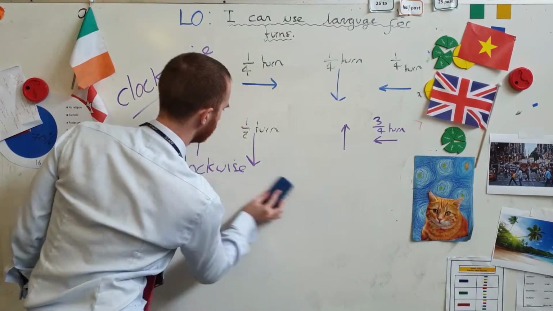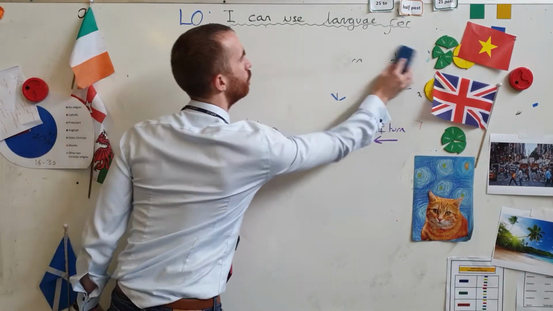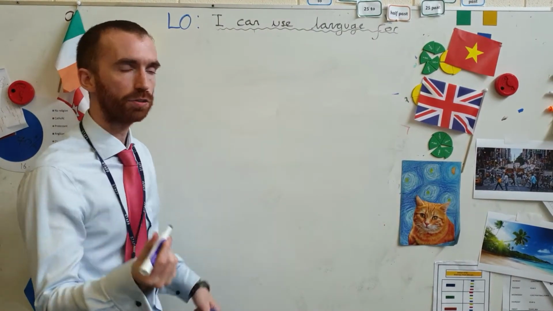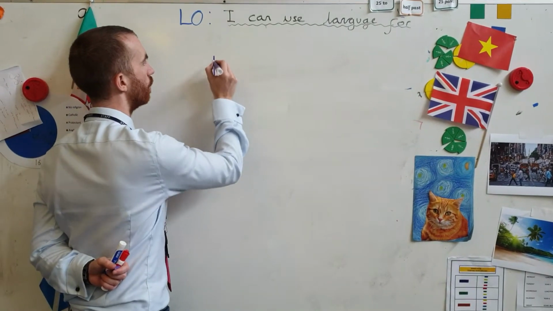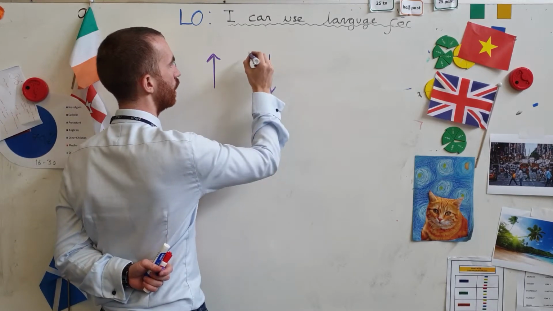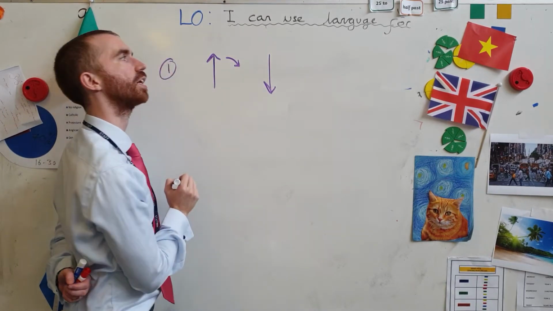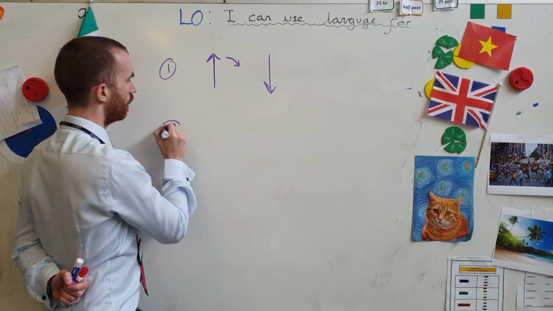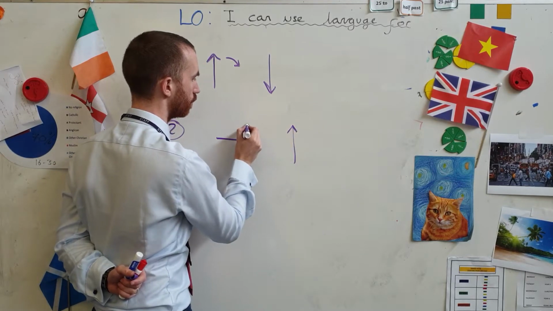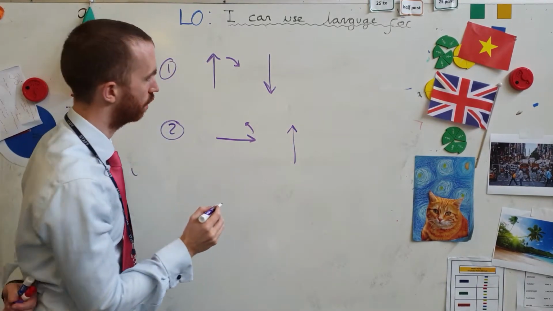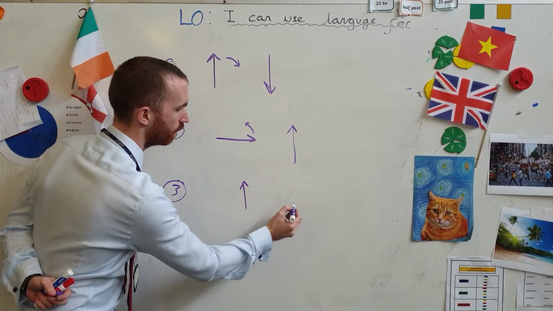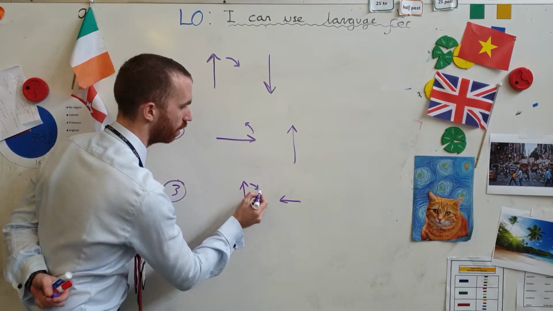Now what we're going to do, I'm going to rub some of this off and, oops, rubbed off some of my learning objective as well. I'm going to take some arrows and I'm going to show you where they've gone. So this arrow, number 1, is going to move down to here, and it's moving in that direction. This arrow here is going to move to here, and it's moving in that direction. And last one, this arrow is going to go from here to here, it's going in that direction.